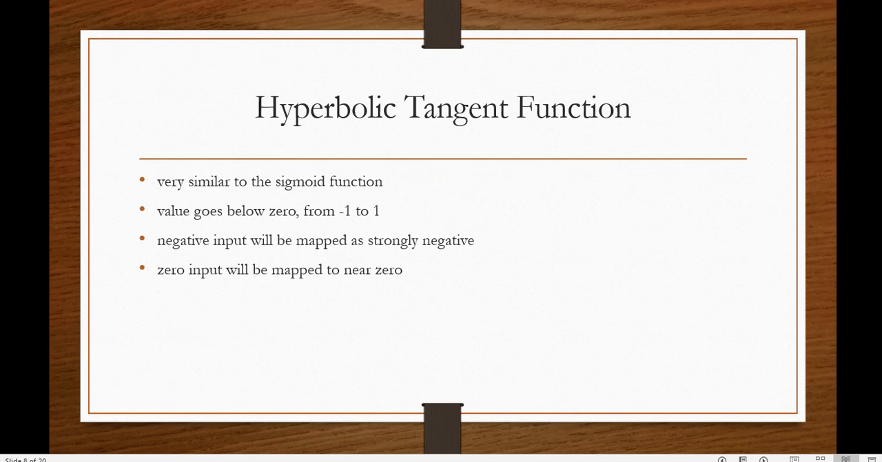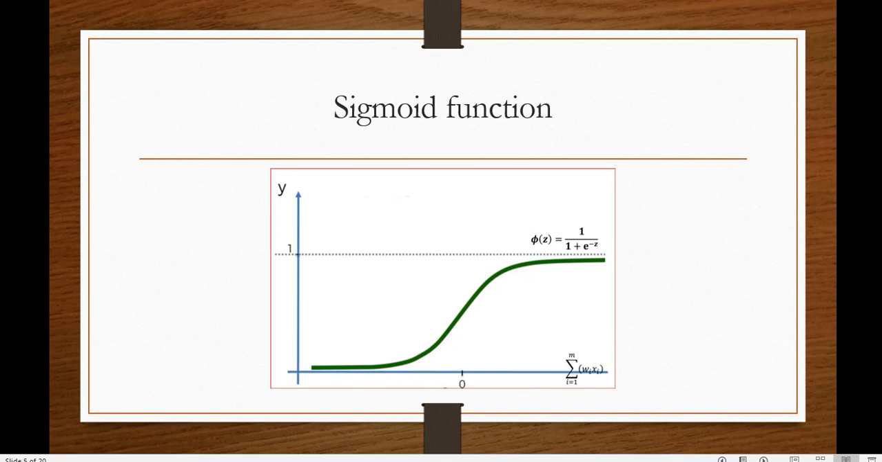So it is very similar to the sigmoid function. The value goes below 0, from -1 to 1. Now where will it find its application? Because when you are looking at the x value, you can see that in the case of the sigmoid function, as we move to the negative axis, the y value is always 0, right? So y becomes constant for different negative values of x.